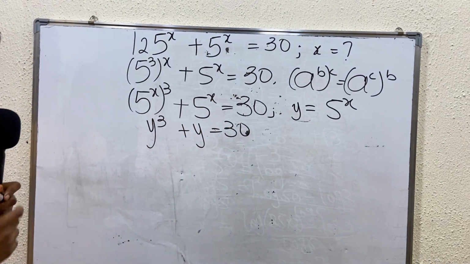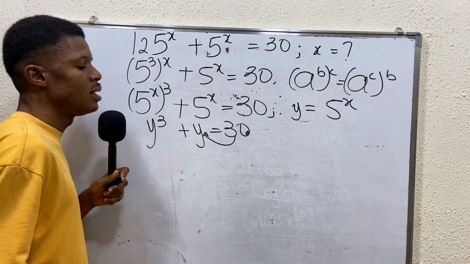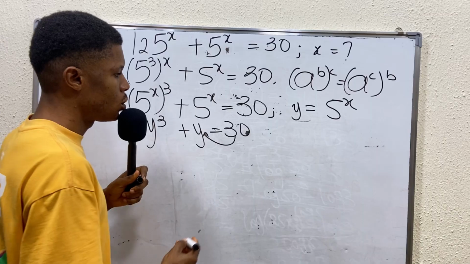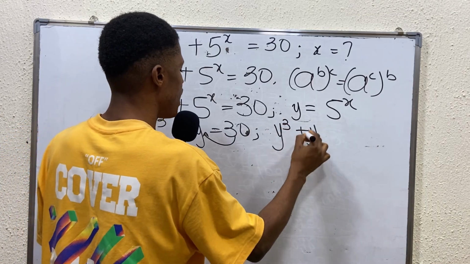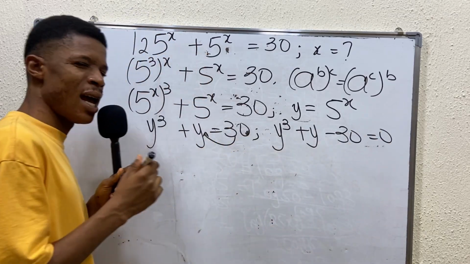Good. The next thing we have to do is to bring the constant term inside. To do that, we just have to subtract 30 from both sides. So what do we have at the last? y cubed plus y, then minus 30 is equal to 0.